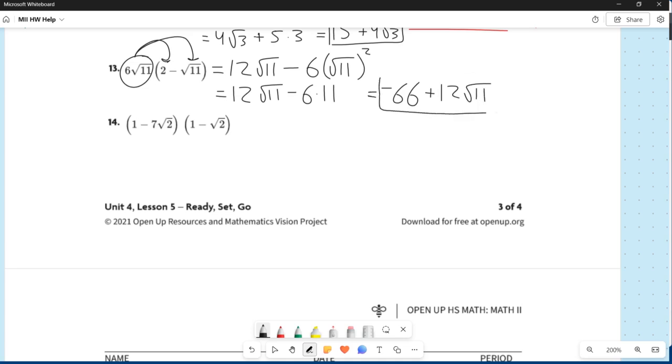The only reason I changed my order here is because it's quasi-conventional to start with the rational part and then end with the irrational part. But if you wrote your answer as 12 root 11 minus 66, that's okay. That is not wrong. And in some contexts, it might even be better. But for me, in the absence of any reason not to, I would say that the final answer for 13 is negative 66 plus 12 root 11.